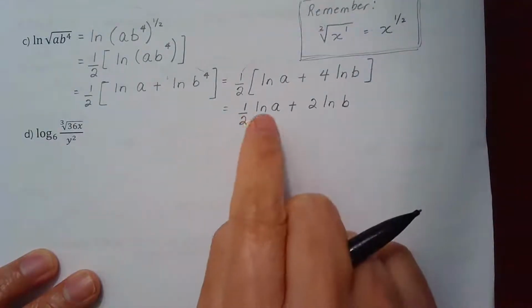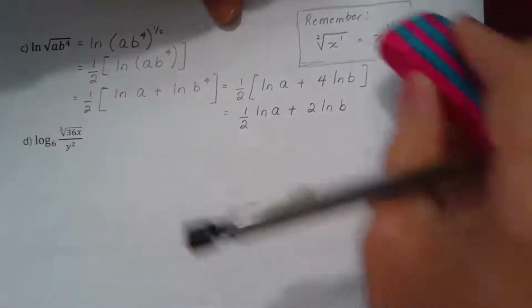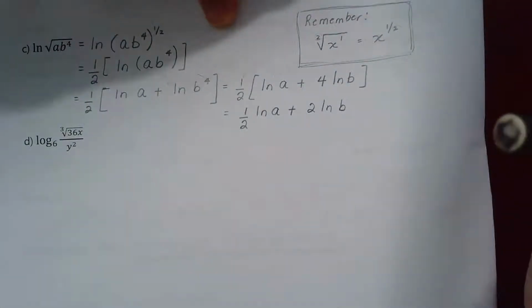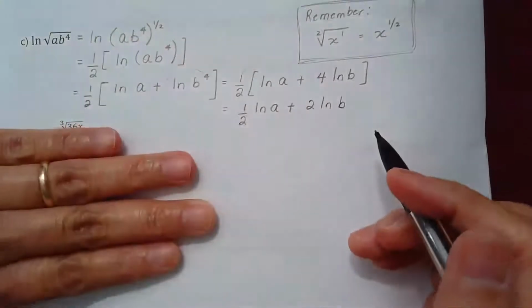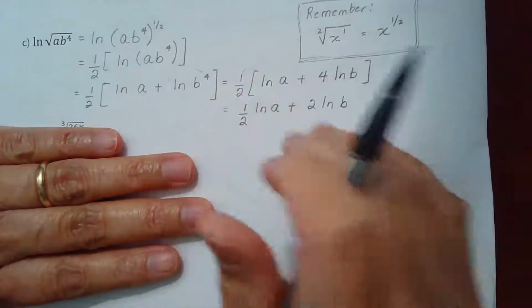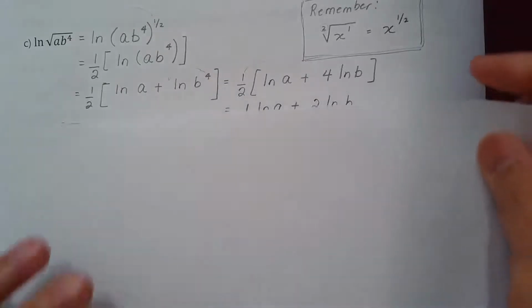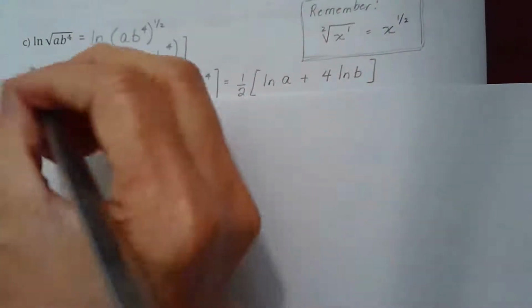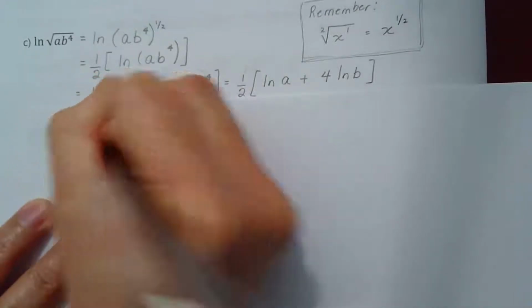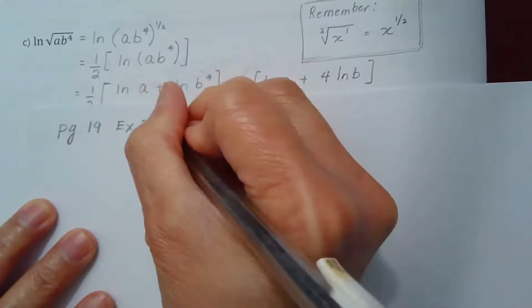Okay, I want to show you an alternative way of doing this. I'll just show it on a separate sheet of paper. I'm just going to write down page 19, example 2, 2C.